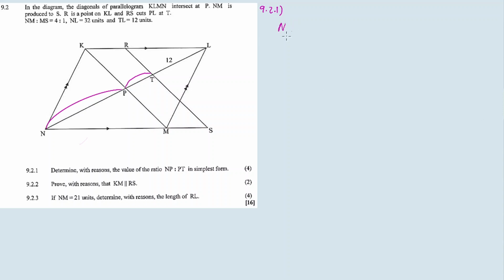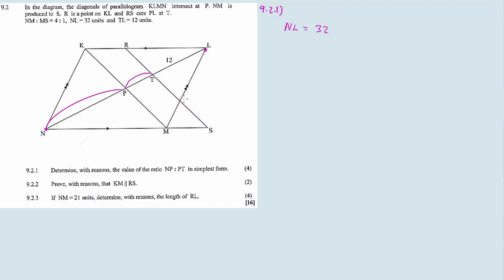Right? NL. In order to calculate these ratios, we actually need the lengths for these sides, NP and PT. But we are given NL as 32. NL is from here all the way up to there, right?